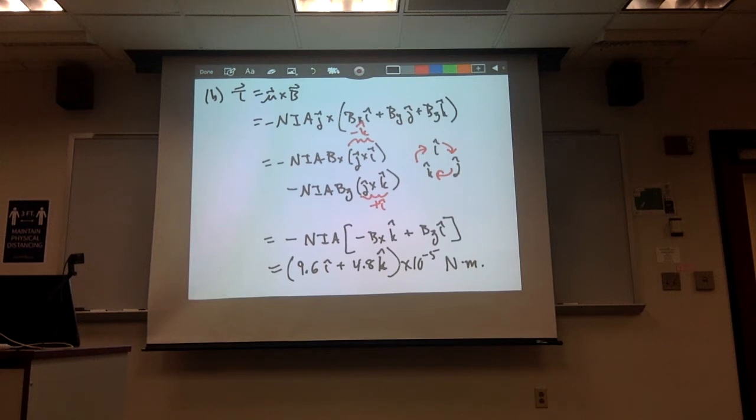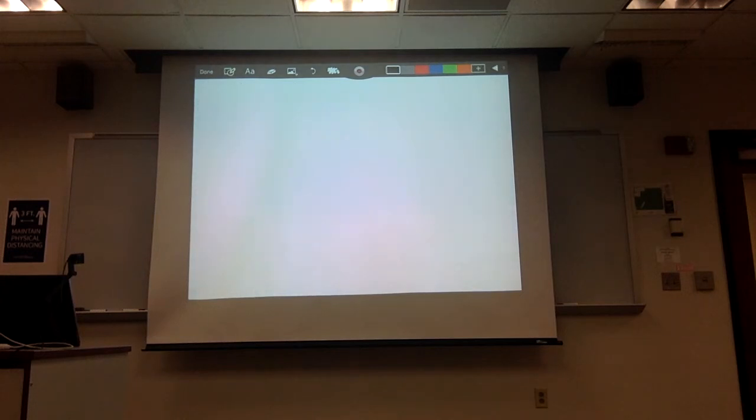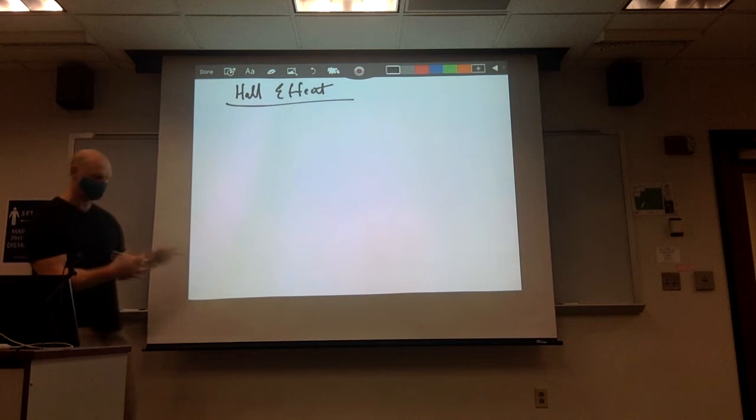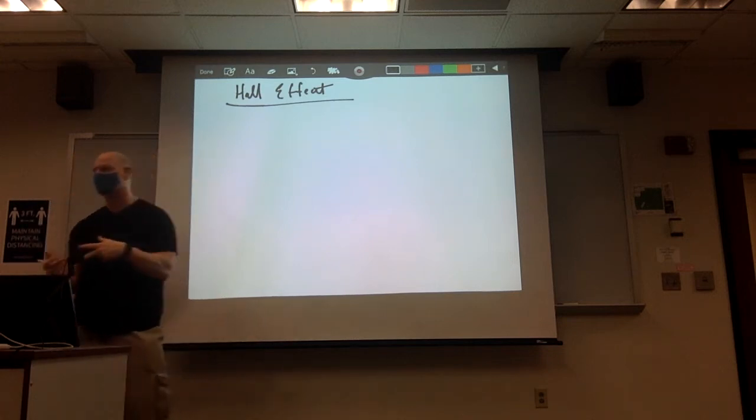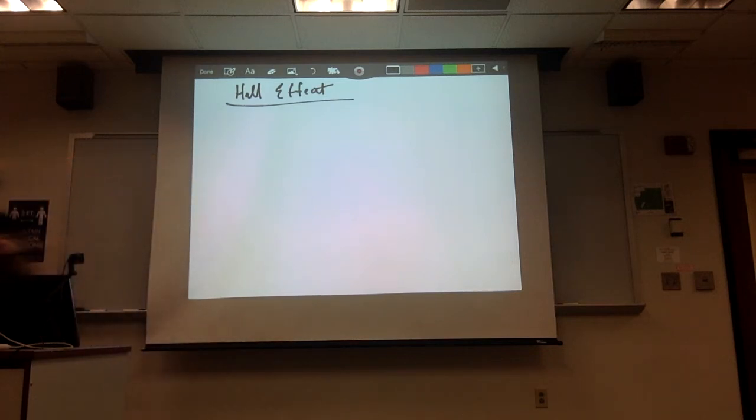All right, so one more topic to talk about for today. We're going to talk about what's known as the Hall effect. The Hall effect was the experiment that told us if it was an electron or a proton, i.e. a negative charge or a positive charge, which was actually moving in a wire.